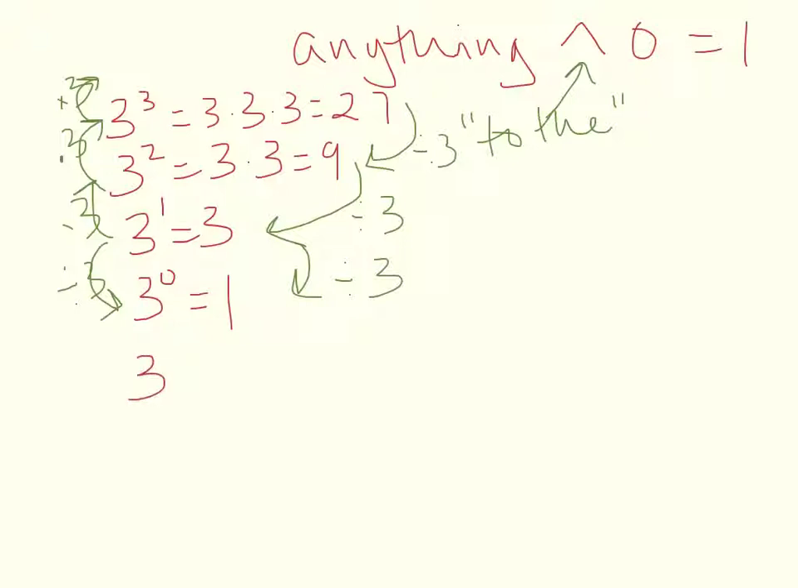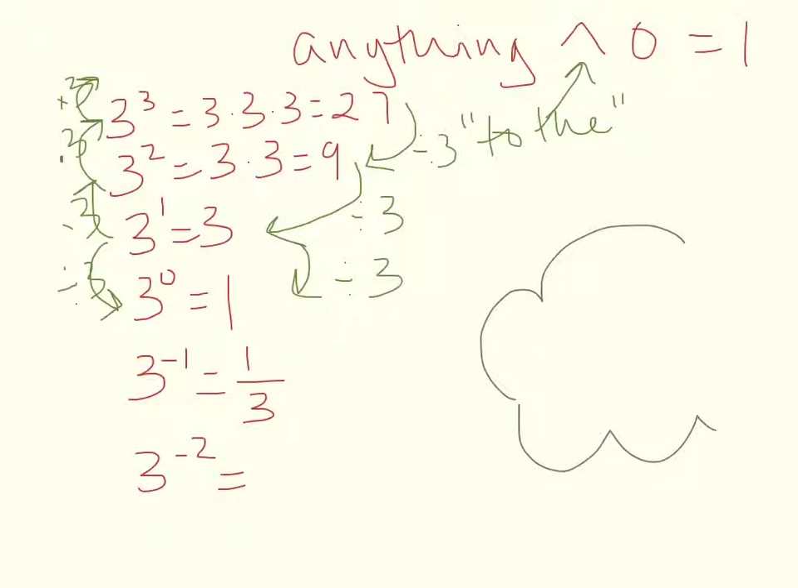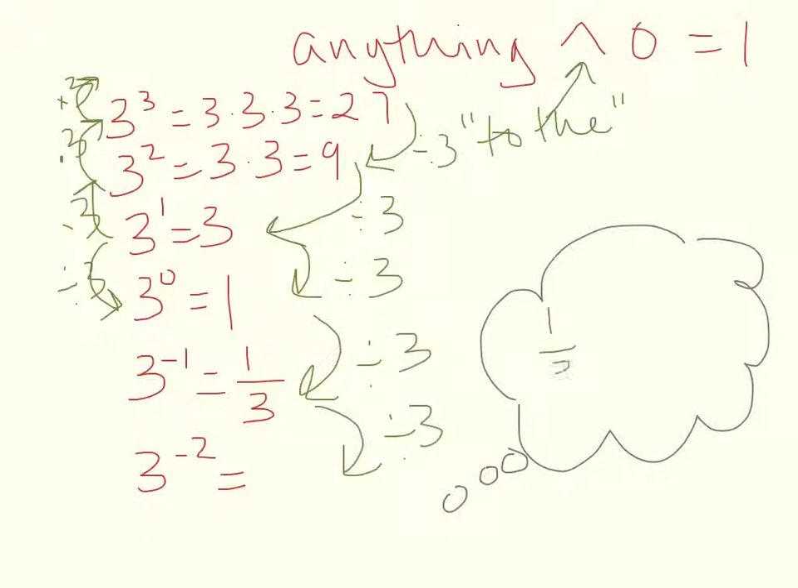We talked about this in class, but 3 to the negative 1, we're going to keep dividing by 3, which would make a fraction. 3 to the negative 2 would also divide by 3. So here's a little thought bubble, here's Miss Adler's thinking: if we want to divide by 3, we have to do 1/3 divided by 3, which is 1/3 times 1/3, which is 1/9.